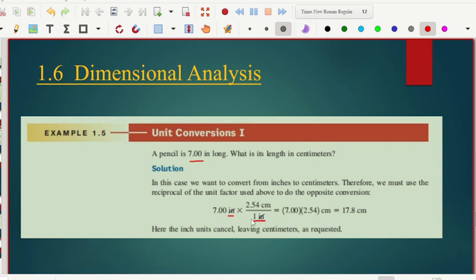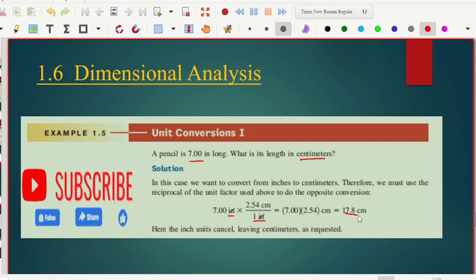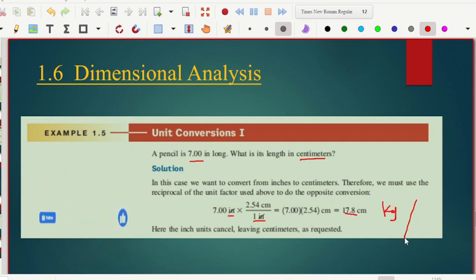So 1 always, then inch over what you are converting this to, centimeters. So how many centimeters do you have in 1 inch? It is 2.54 centimeters. Then you do that, the inches will cancel out, then you just multiply and you have that. Whatever it is, kg, centimeter cubed, anything, just know that the conversion factors are what you need to know.